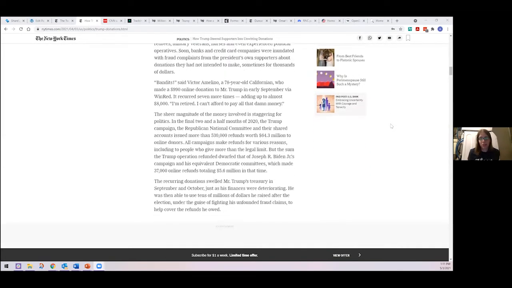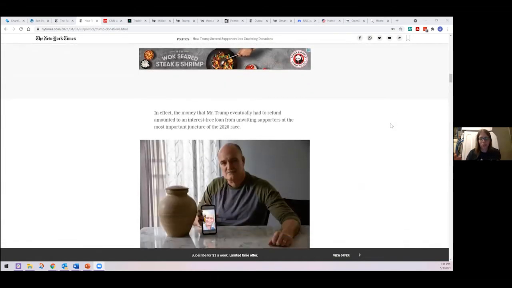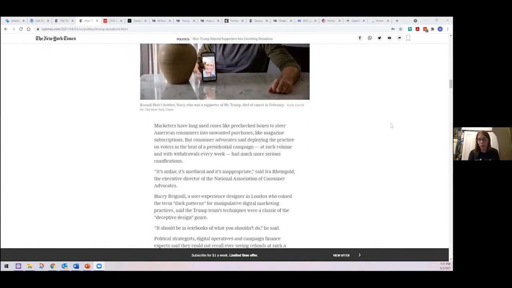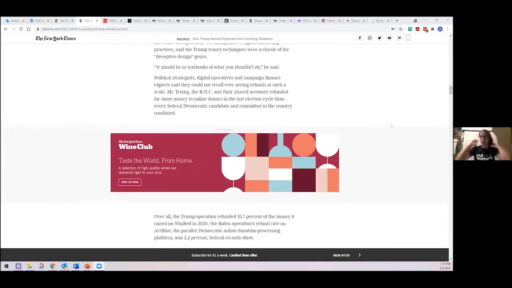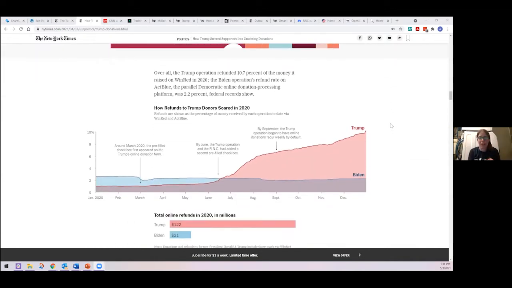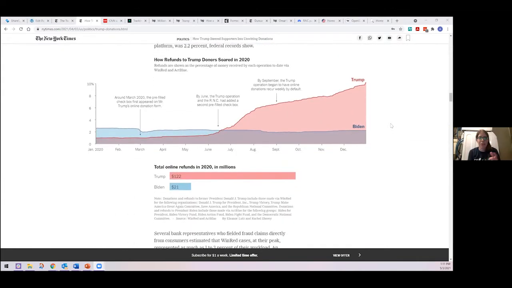the Trump campaign is using these sort of deceptive tactics. And they're not the only people who have done this. Democrats have done this too, but they really invested heavily in this stuff. This is actually a good place to stop right here, where they had these pre-checked boxes that said, make this a recurring donation, make an extra donation, that kind of thing.